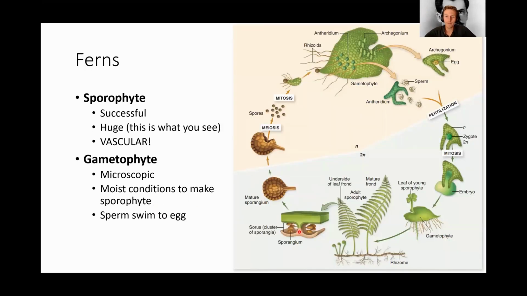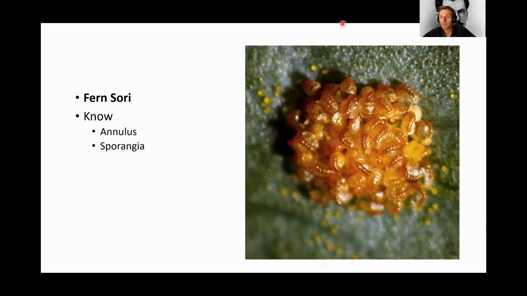Sori. So these are the sori right here. This is an example. If you look on the underside of a fern leaf, you see the sori. This is what it looks like. It has the sporangia in it. So these are all little sporangia, and this is the annulus of the sporangium. It's that little backbone of the sporangia. And that is what's responsible. The annulus is responsible for flinging the spores everywhere.